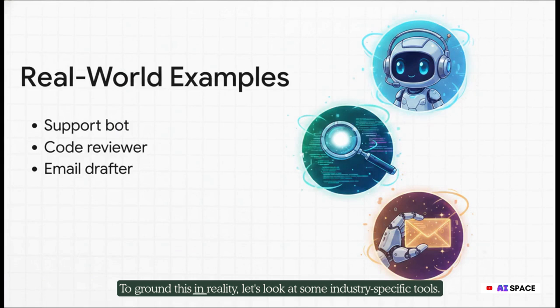To ground this in reality, let's look at some industry-specific tools. In healthcare, think of a triage bot that purely schedules appointments based on symptom keywords. Or in software development, a code review agent scanning strictly for syntax errors. Or maybe a finance agent that just flags transactions over a certain dollar amount. It's always one data input, one narrow decision, one output.